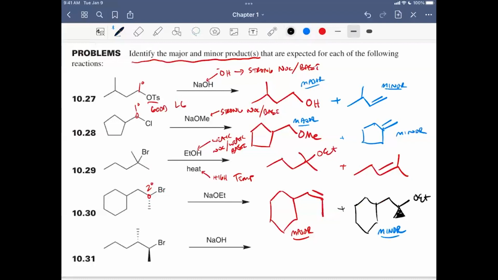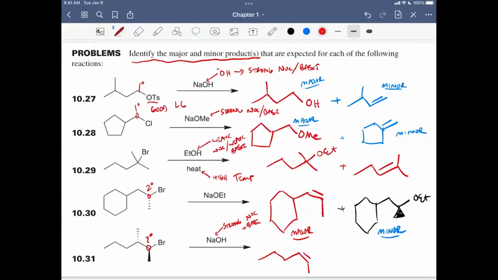All right, this next one, we have a secondary carbon, and we're dealing with NaOH, which is again a strong nucleophile and a strong base. So what are we going to be doing here? We're dealing with a secondary carbon, and it's a strong nucleophile and strong base. Well, we just did a problem like that, and we did elimination. So that's the same thing we're going to be doing here.